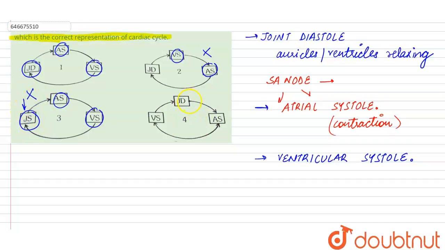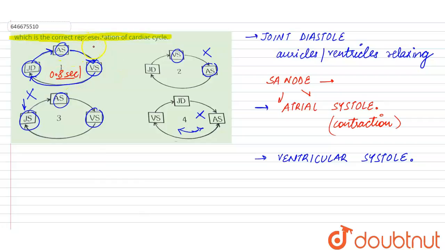Then we have joint diastole, then atrial systole, and ventricular systole is circulating between the AS and the VS. So this is also wrong. This does not happen like this. What happens is the joint diastole will lead to atrial systole, which is going to lead to ventricular systole, and then again the joint diastole will take place. This is how the cardiac cycle takes place in every 0.8 seconds, right?